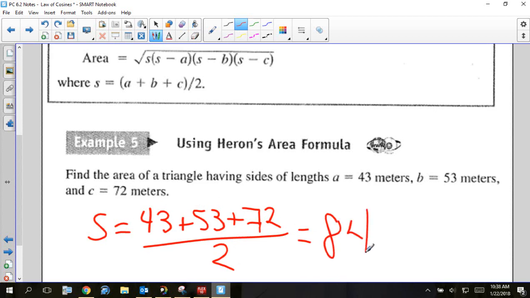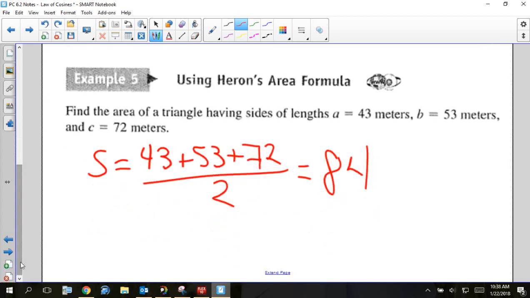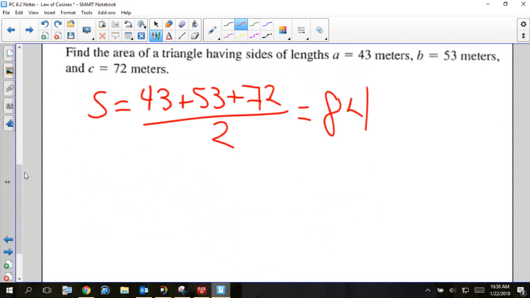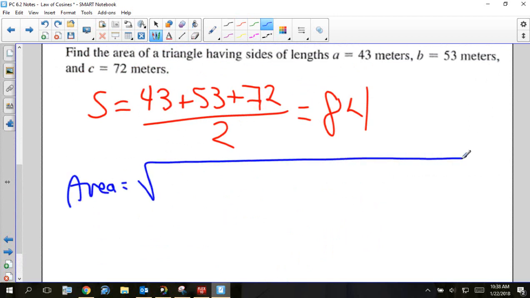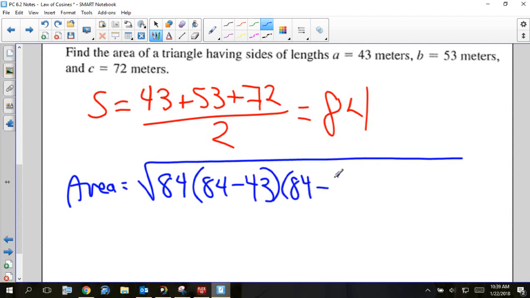And then from there, we will put it into the area formula using all side lengths, A, B, and C. And again, they might not be A, B, and C. But it's all three simultaneous, so it doesn't matter which order you put them in. So the rest of the formula, you will do area equals square root of the S value multiplied by S minus A multiplied by S minus B multiplied by S minus C. Type it in your calculator, hit enter.